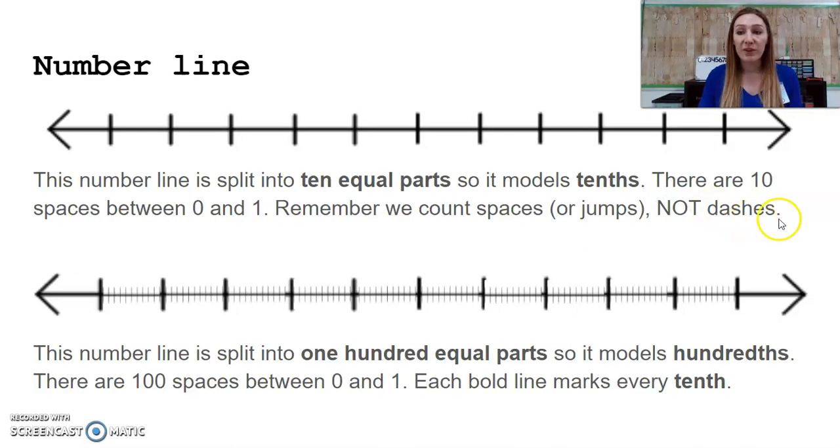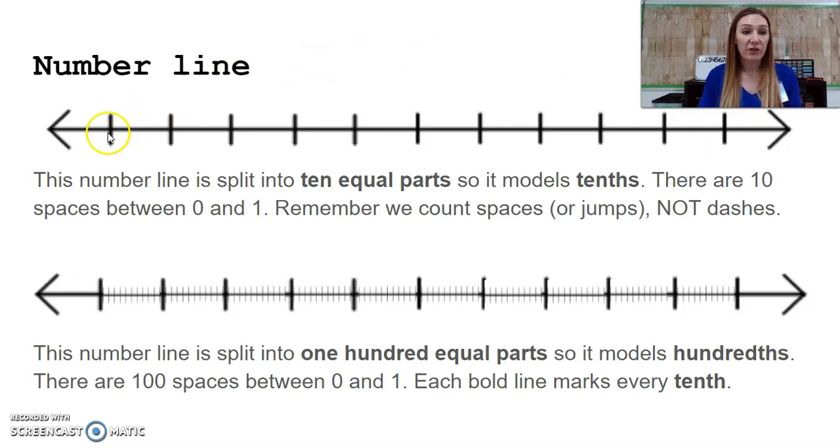We can also represent decimals using number lines. This number line is split into 10 equal parts, so it models tenths. There are 10 spaces between 0 and 1. Remember, we count spaces or jumps, not dashes.